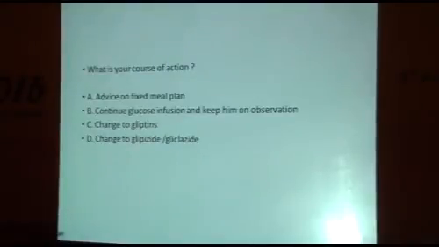What will be your course of action? A, we will advise him, just because he didn't take a proper diet, he had hypoglycemia, so advise him on a fixed meal plan. B, you will continue the glucose infusion and keep him on observation. C, change to gliptins. D, change to glipizide or gliclazide. So what will be your choice, C and D?